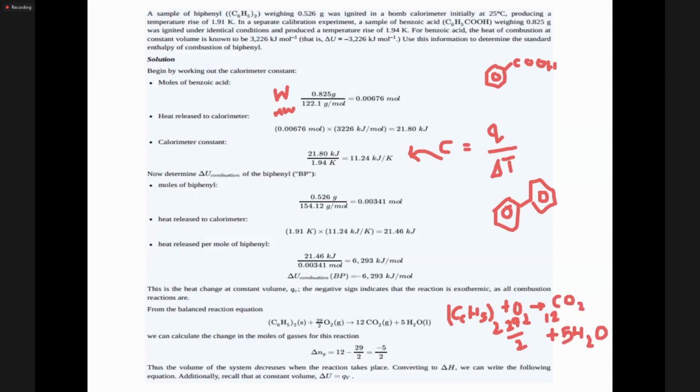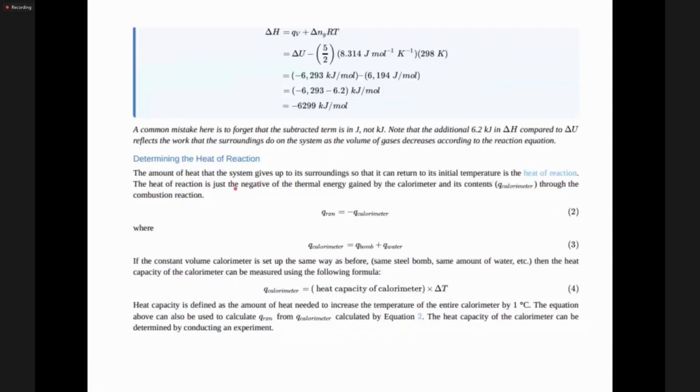Now if we convert it to delta H, we can write the following equation. Additionally, we can also remember the fact that delta U is equal to QV. From this equation, we have got the delta U combustion, that is minus 6293 kilojoule per mole. Now we can calculate the delta H from here. Delta H will be delta U plus delta Ng into RT. So delta U can be written as QV or delta U. Delta U is given as minus 6293 kilojoule per mole.